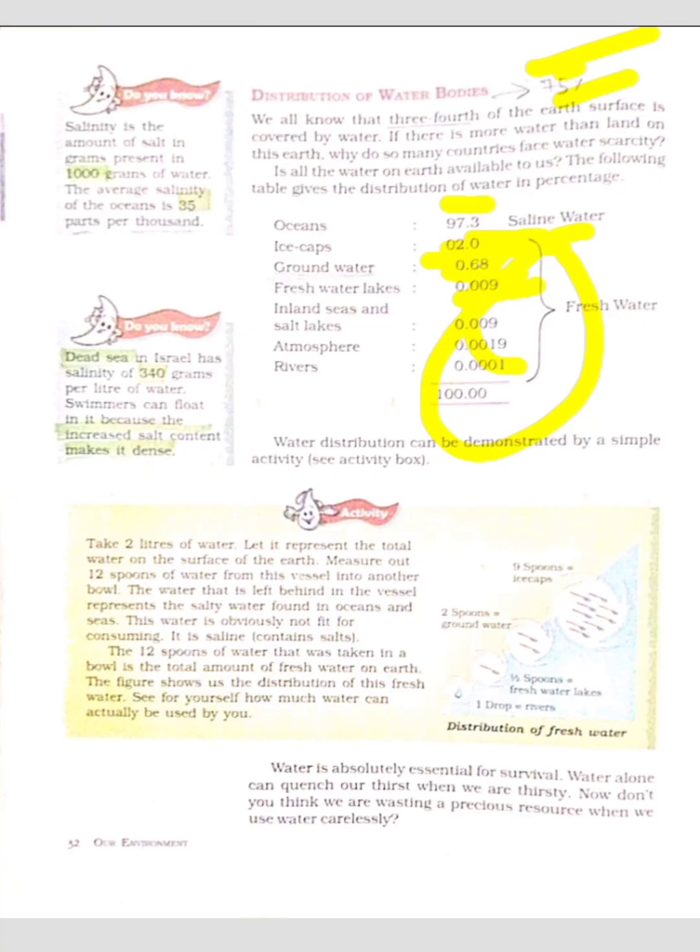And then some small points. Salinity is the amount of salt in grams in 100 grams of water. The average salinity of the ocean is 30 parts per thousand. From this we can say that the ocean water is saline.